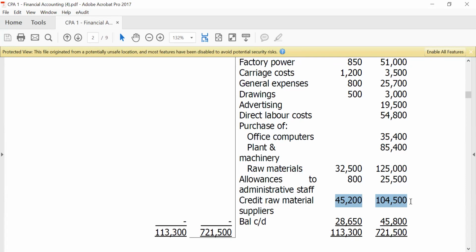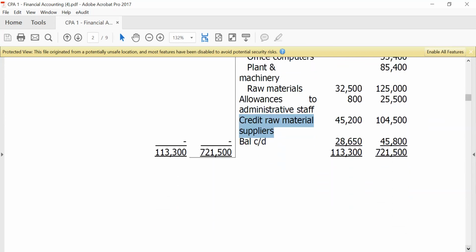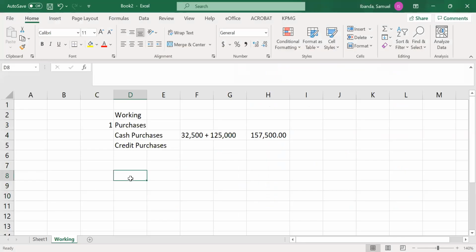One is an on-the-spot payment. The other is we are paying those that we had bought from on credit earlier on. So this is the information that we use, this one, and then the balances we have for trade payables to determine our so-called credit purchases. So I'm going to draw up an account.